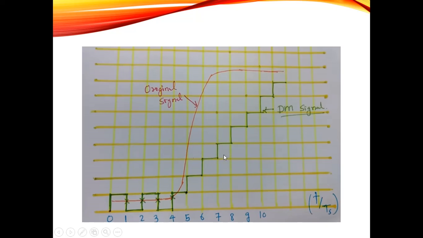Now these two outputs are very different from each other and this difference is called the quantization error. This is the error called the quantization error, and in the case of delta modulation we get two kinds of quantization error. One is called granular noise and the second is called slope overload.